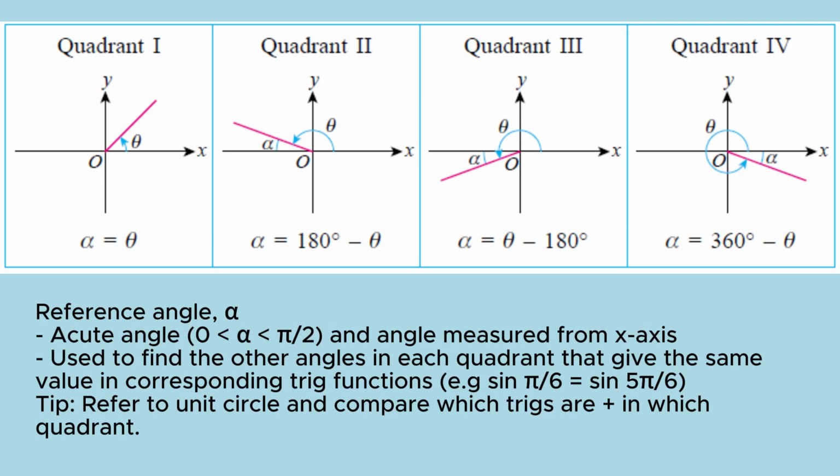This is useful to find other angles in each quadrant that give the same value in the corresponding trig functions. For example, if you have 1/6 of a pi and the other angle is 5 pi over 6, then if you use the sine function, it gives you the same value.